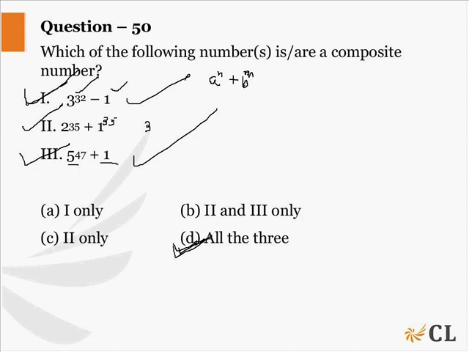There are two more formulas here. First, I talked about this one, that a to the power n plus b to the power n is always a multiple of a plus b if n is odd. Second is a raised to the power n minus b raised to the power n will be a multiple of a plus b only if n is even. And the same number, a raised to the power n minus b raised to the power n, is always a multiple of a minus b, whether n is even or n is odd.